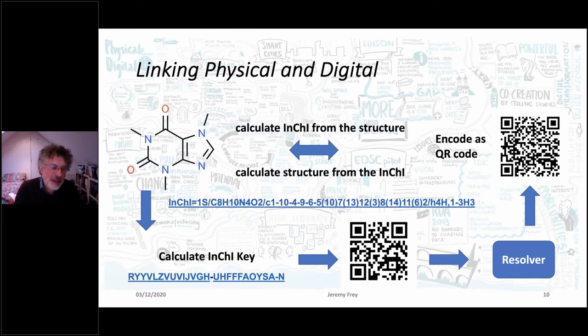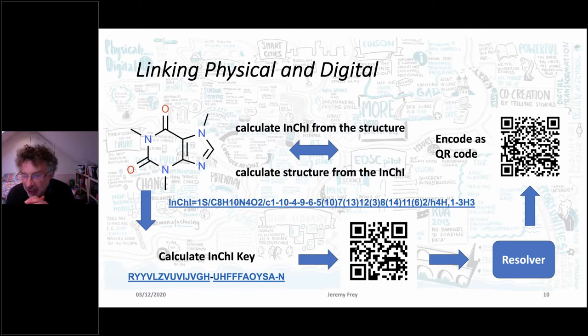So the InChI Group came up with an InChI key, which is an encoding of this, and it never has any more letters than this. That's obviously much easier to encode in the QR code, but to go back to the actual InChI and the molecule, you need to resolve this. This is a kind of hash, so you can't invert that easily. You need a resolver.